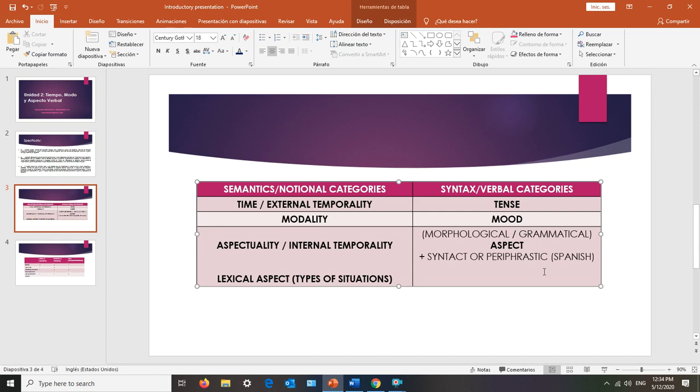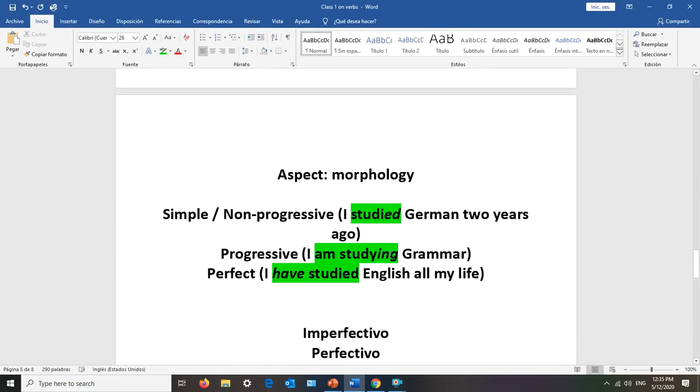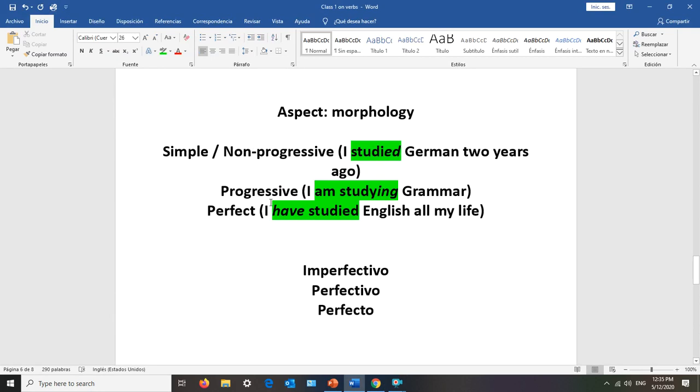Okay, in Spanish, it is of importance to say that morphological aspect or grammatical aspect, again, like in English, is expressed through verbal inflections, right? So in as much as in English we speak of simple, progressive, and perfect, in Spanish we speak of imperfectivo, perfectivo, and perfecto.